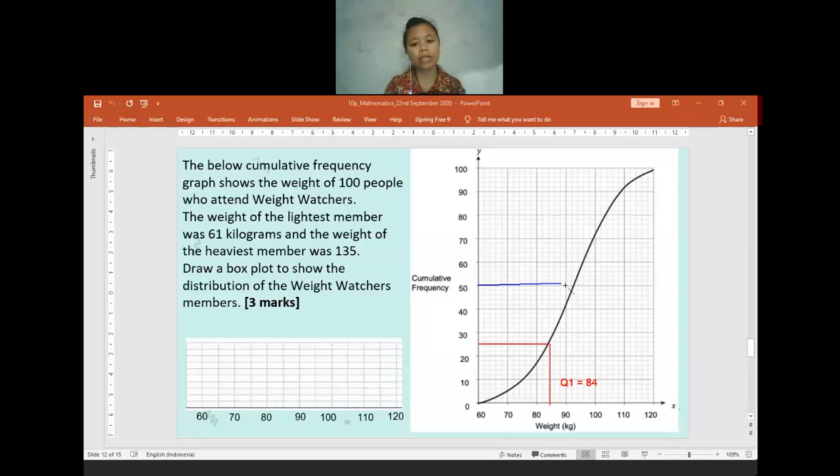After that the median will be halfway of the cumulative frequency. Half of 100 will be equal to 50. So you make a line at 50. After that you go down to read how many is the Q2. Yeah, you can read it by yourself. Is it 92 or 93? Yeah, we can make it 92. We will make the Q2 as 92.